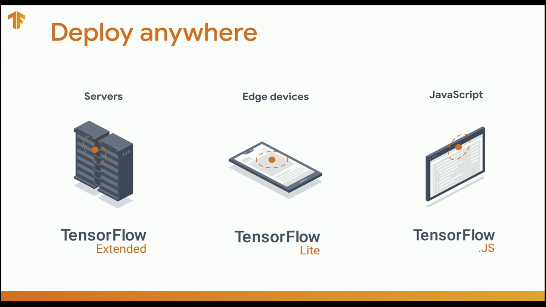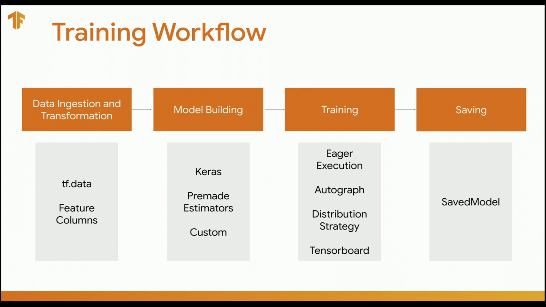So as I mentioned, you can use TensorFlow on servers, for edge devices and browsers. We have an entire training workflow pipeline, including data ingestion and transformation with TF data and feature columns, from model building with Keras, pre-made estimators, if you would still like to use those, and then also custom estimators or custom Keras models. For training, we've defaulted with eager execution, so you'll be able to get your responses immediately instead of doing that frustrating thing with initializing variables and starting queue runners, as I mentioned before. You can visualize all of it with TensorBoard and then export again as with the saved model.